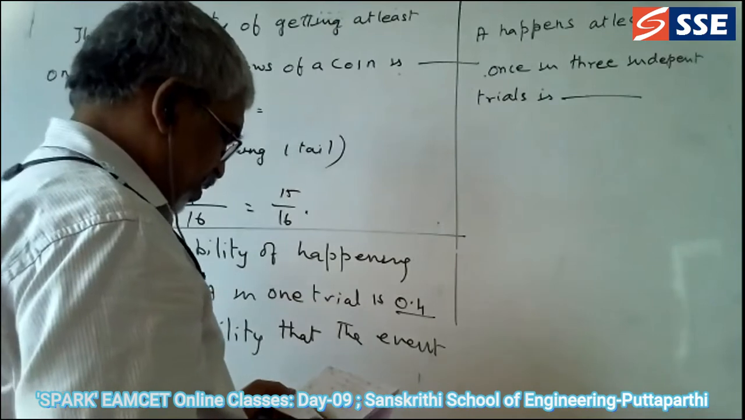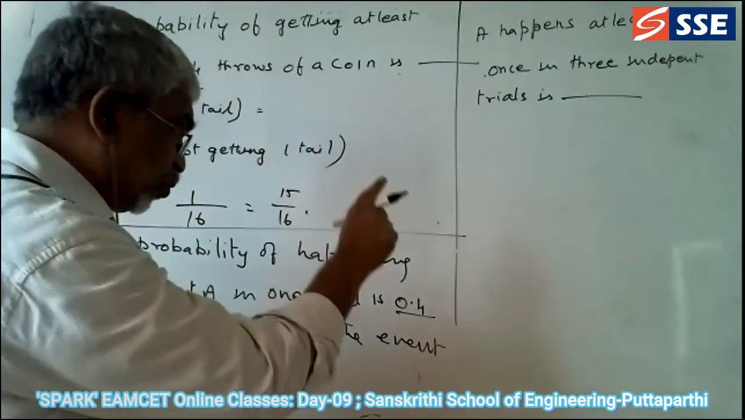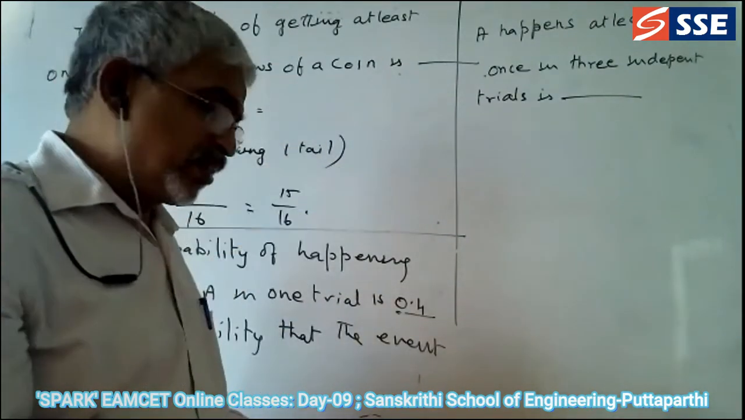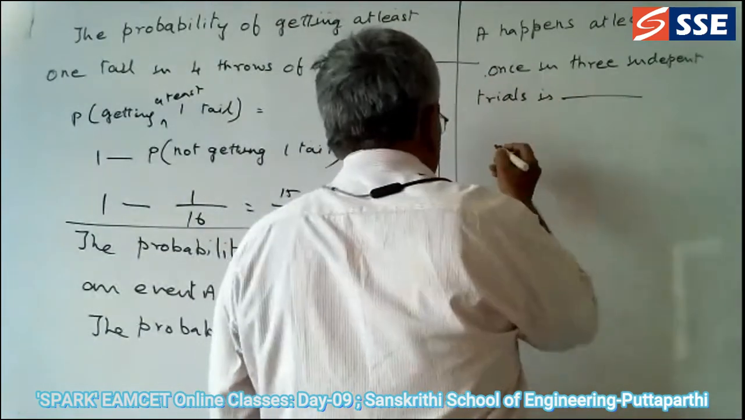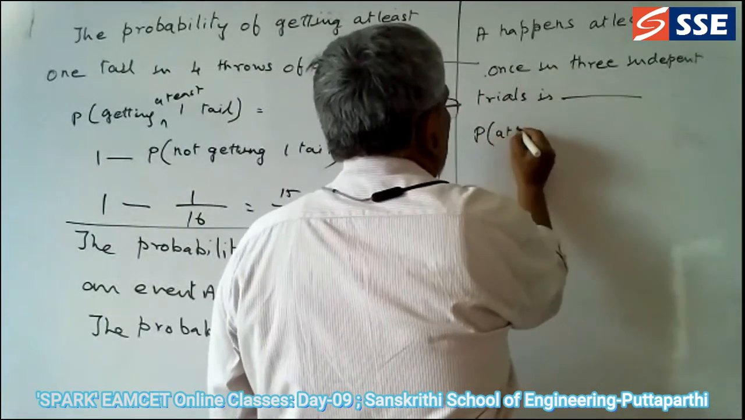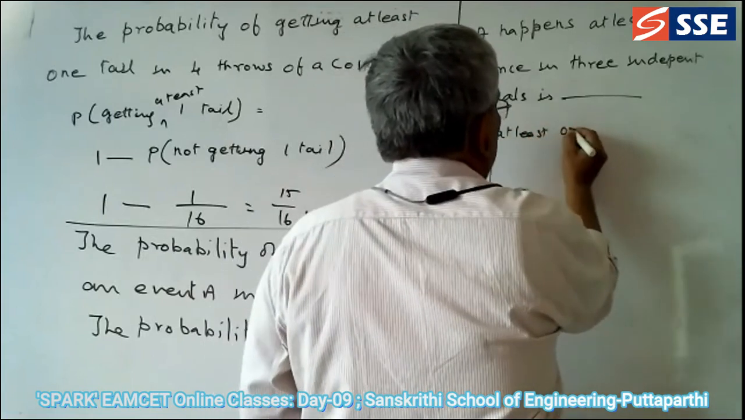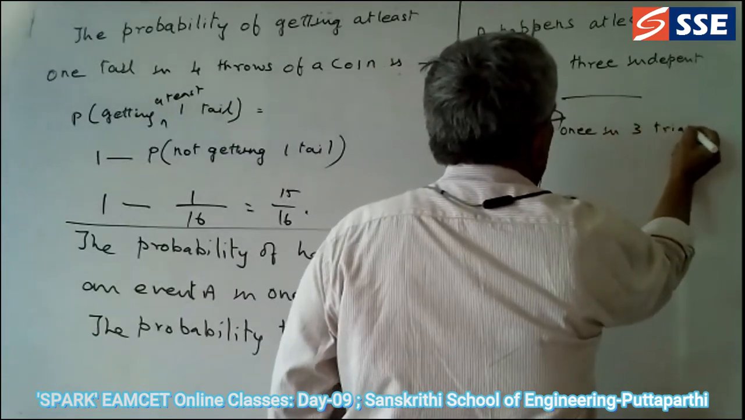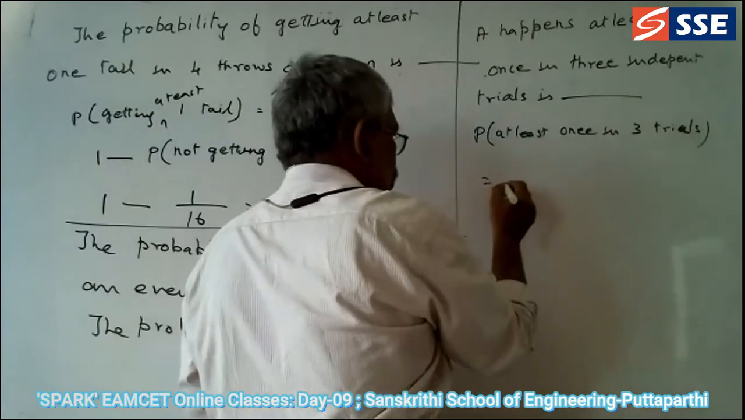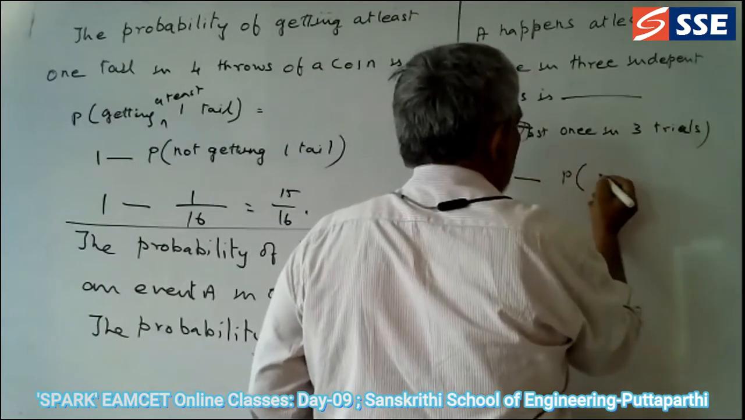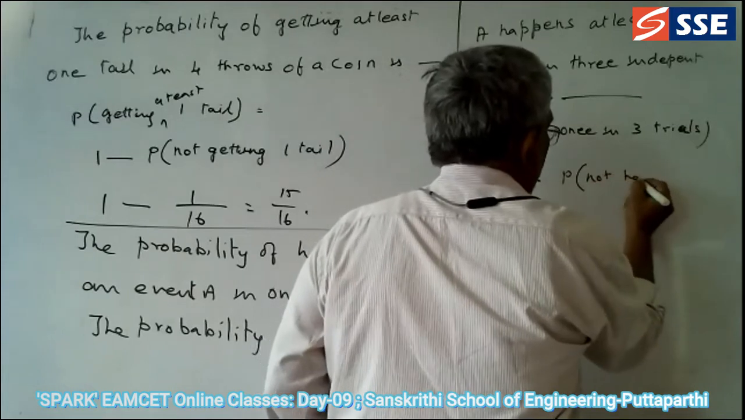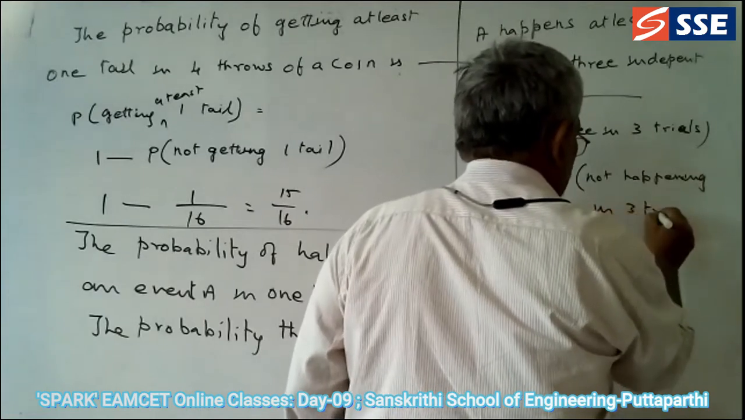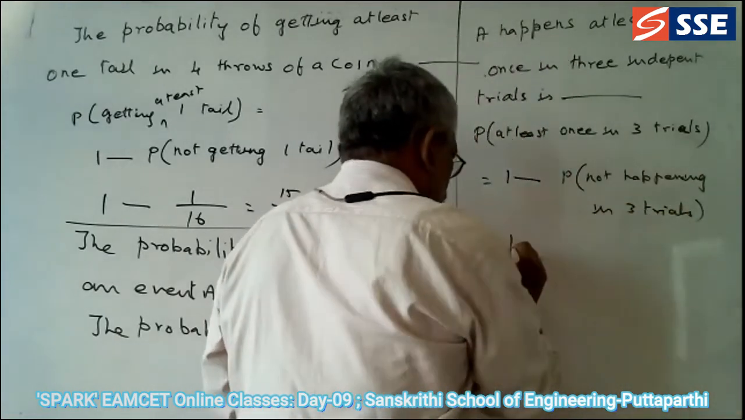Now the probability of happening in one trial is 0.4. The probability of not happening in one trial is 0.6. So straight away, the probability of at least once in 3 independent trials, so it is not dependent, is equal to 1 minus the probability of not happening in 3 trials.